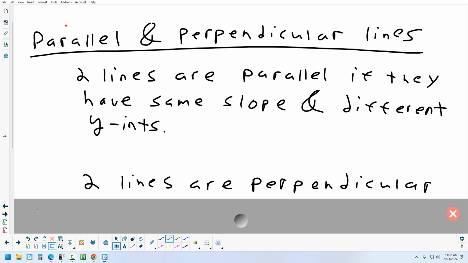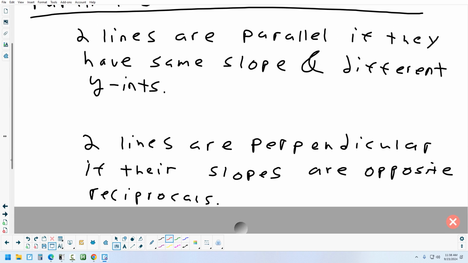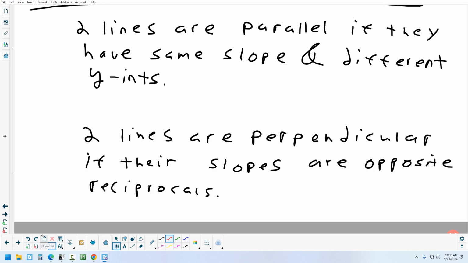How about perpendicular? Does anybody remember what the connection is between two lines that are perpendicular? It's just something with their slopes. Negative inverse? So they are opposites of each other. And what do you mean by inverse? Flip it, yeah, reciprocal. So when two lines are perpendicular, their slopes are opposite reciprocals.